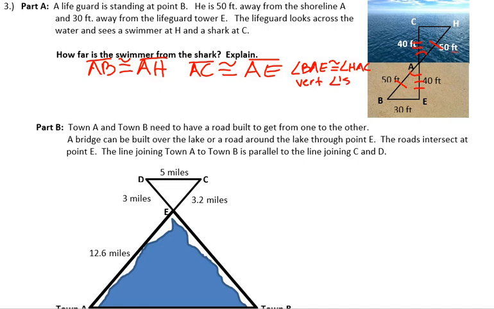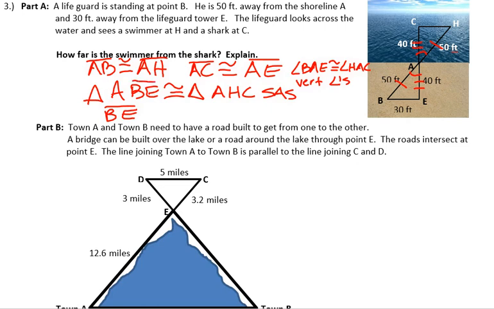So I can tell that these two triangles are congruent. So I can say that triangle ABE is congruent with triangle AHC by side angle side. So that means then that segment BE, notice my two letters here, last two letters right there, BE, is congruent with HC. So that means if this is 30, then this up here has to be 30.